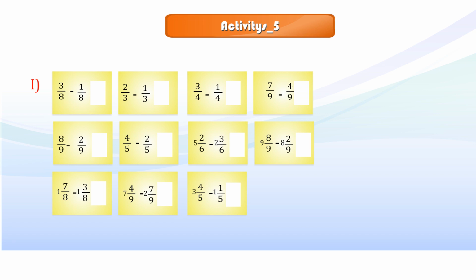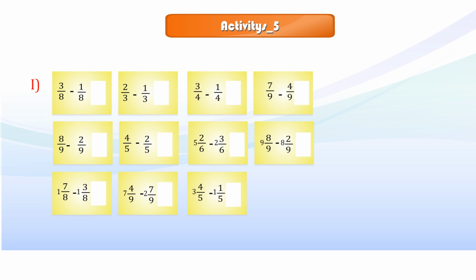Activity 5. 3 by 8 minus 1 by 8. 2 by 3 minus 1 by 3. 3 by 4 minus 1 by 4. 7 by 9 minus 4 by 9. 8 by 9 minus 2 by 9. 4 by 5 minus 2 by 5.